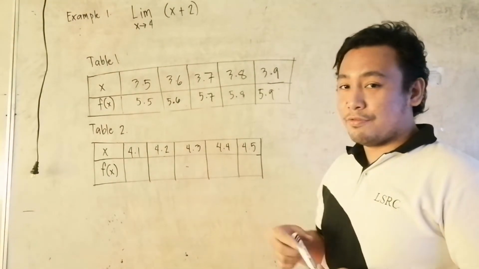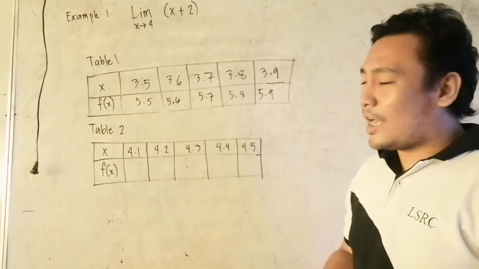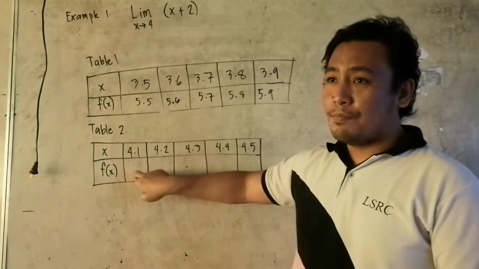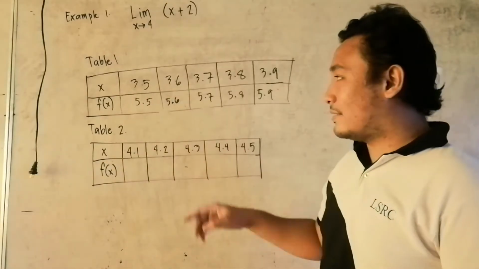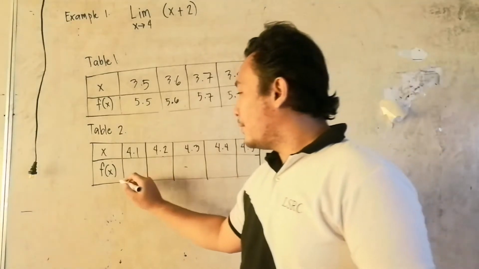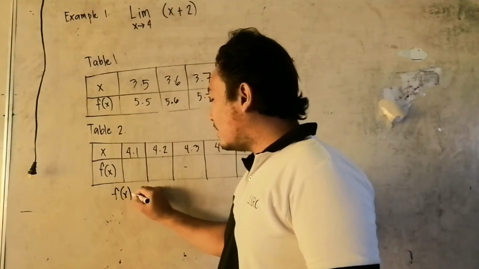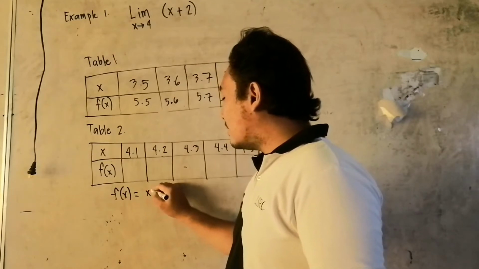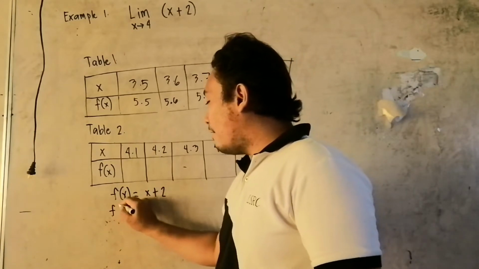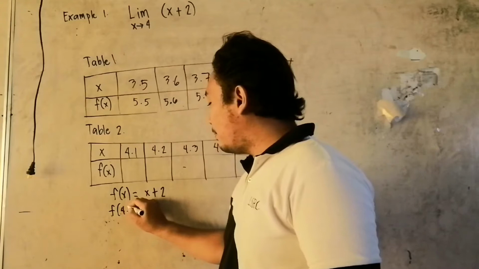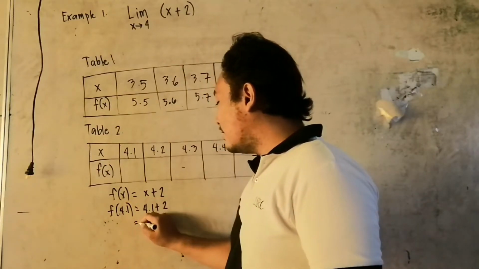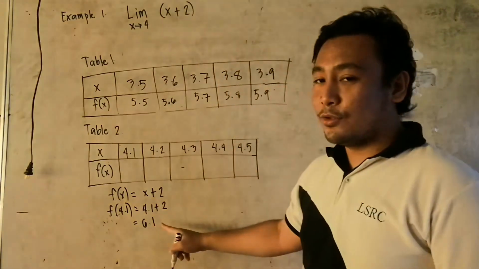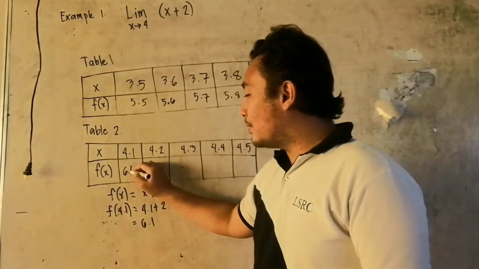At least 5 values of x. So, same process. How are we going to solve for the value of f of x? Of course, we will be substituting the values of x sa given function. So we have f of x is equal to x plus 2. F of 4.1 is equal to 4.1 plus 2, and this is equal to 6.1. So 6.1 ilalagay natin dito.